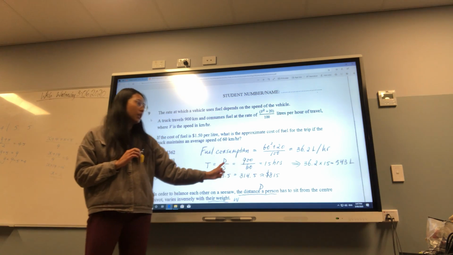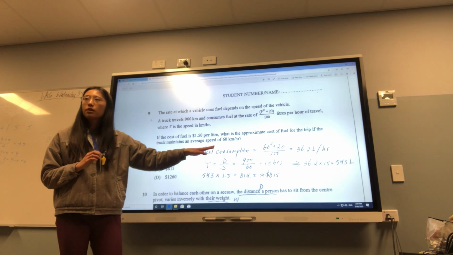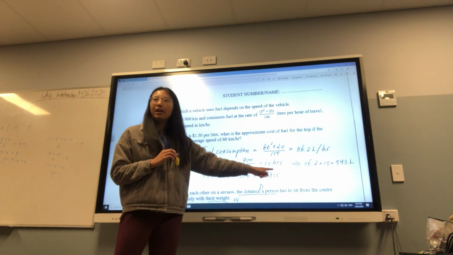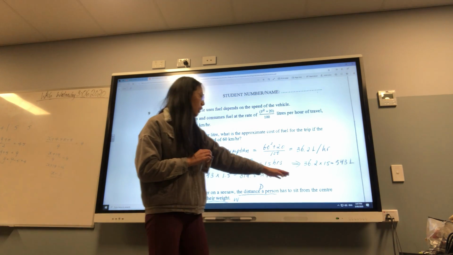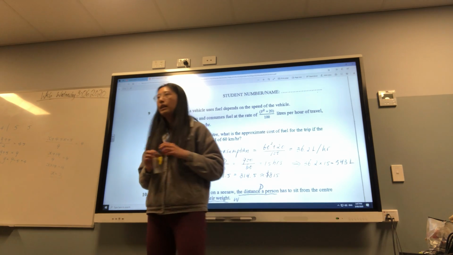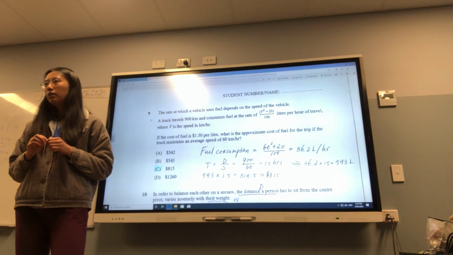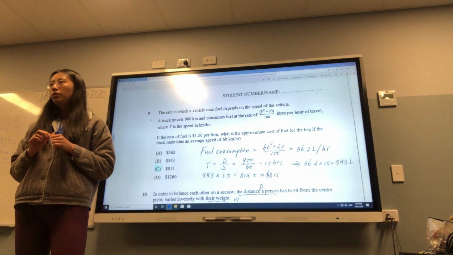So T equals D over S, 15 hours. So at the rate of this consumption, I travel 15 hours. The actual amount of fuel you need is 543 litres, and that's 150 per litre. So you need to times 543 by 150.